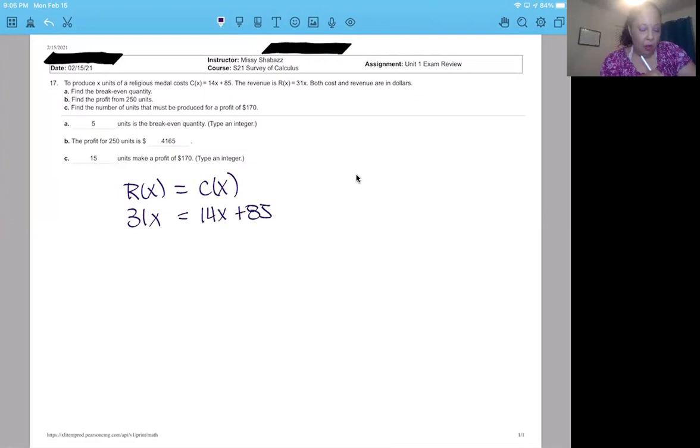So I need to find the value that makes it break even. So let's solve for x. 31 minus 14, 17x equals 85.